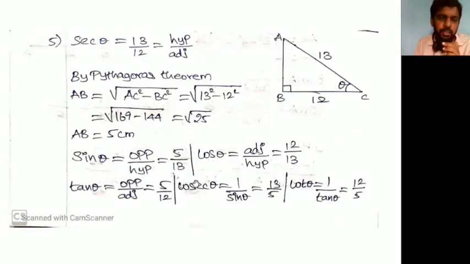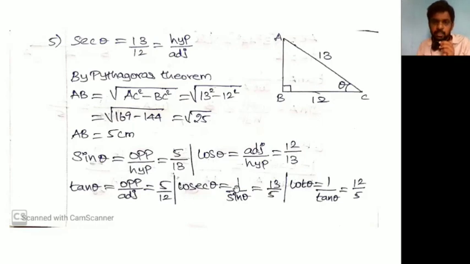So we have to find the remaining trigonometric ratios. We know secant theta. We have to find sin theta, cos theta, tan theta, cosecant theta, and cot theta. Sin theta is equal to opposite by hypotenuse, which is 5 divided by 13. Cosine theta is adjacent divided by hypotenuse, 12 divided by 13. And tan theta is given by opposite divided by adjacent, which is 5 divided by 12.